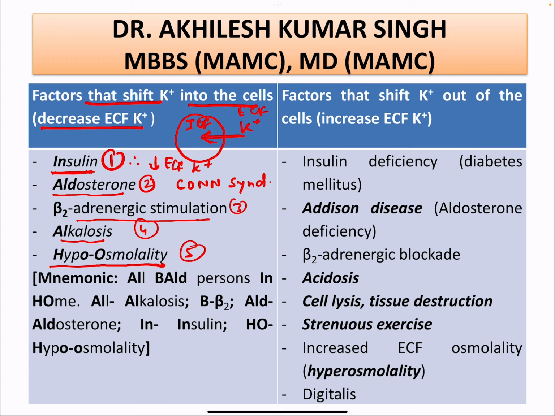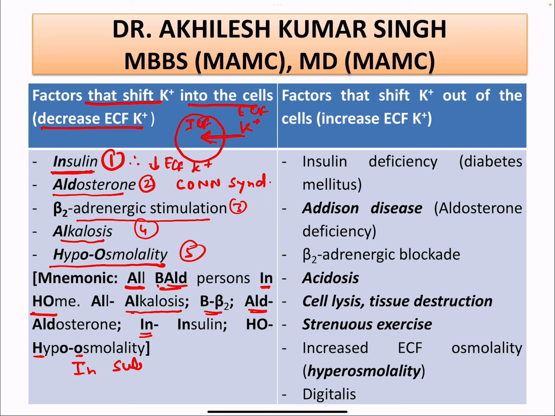What is the mnemonic here? The mnemonic is ALL BAD PERSONS IN HOME. In this ALL, AL for alkalosis, B for beta 2, ALD for aldosterone, IN for insulin, HOME: HO, H included in the hypo, and O for the osmolality. So remember this.